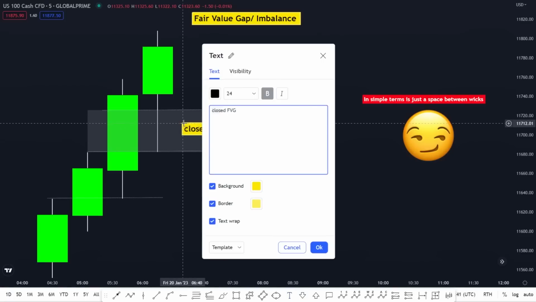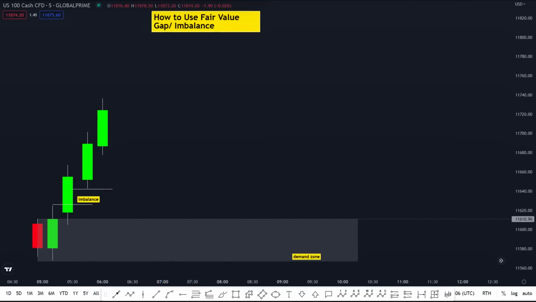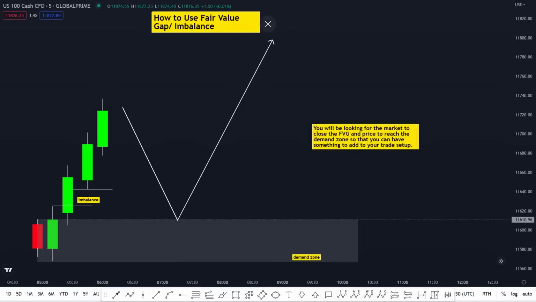But why do we need fair value gaps in our trading style? We need them to make a proper trade setup with more valuable information. Remember when you used to enter a trade too early? Those days end today, right now. Let's do this example. As you can see, we have an imbalance before a demand zone. That means we can be sure that price is likely to come and close the imbalance and test the demand zone before moving higher again. So our trade setup prediction will look something like this.